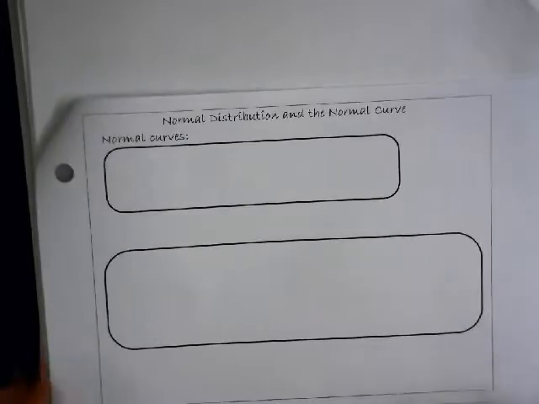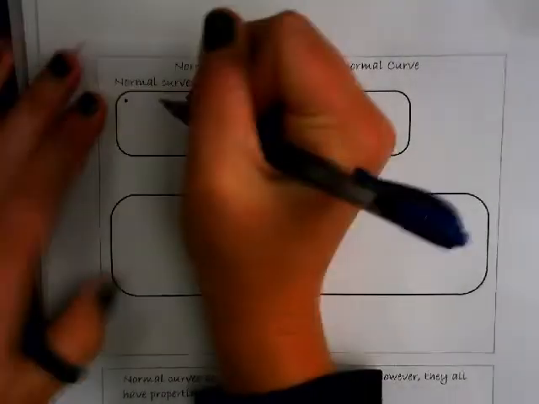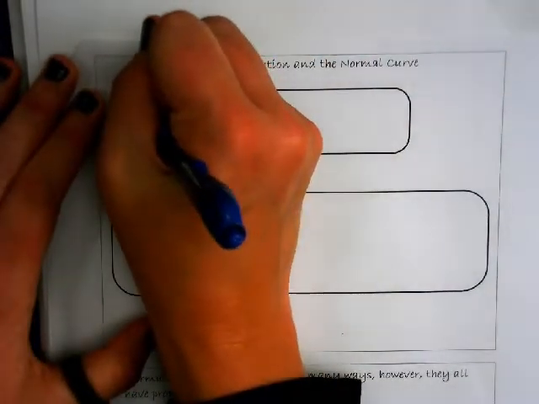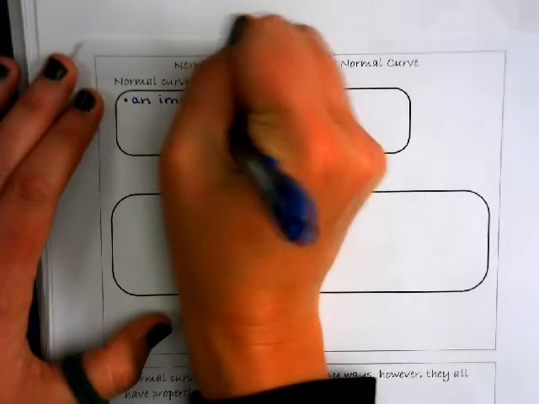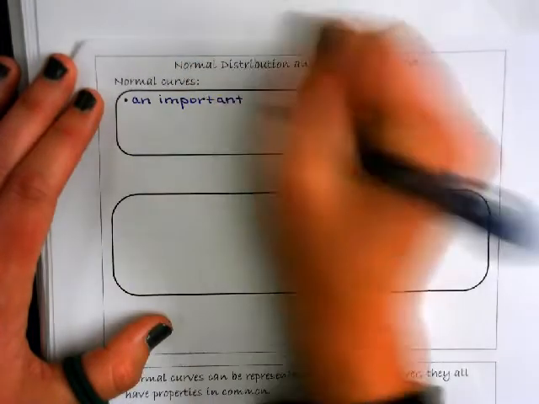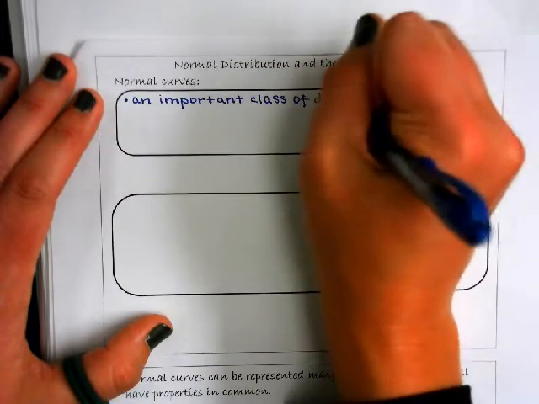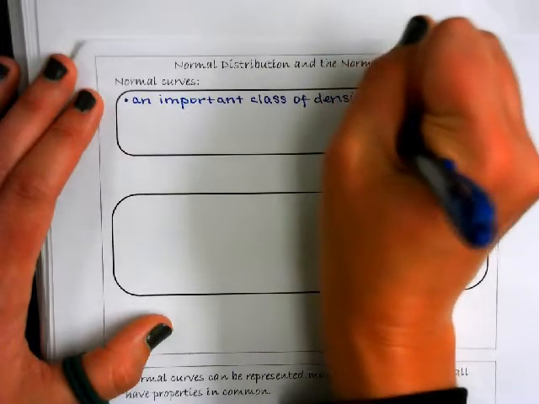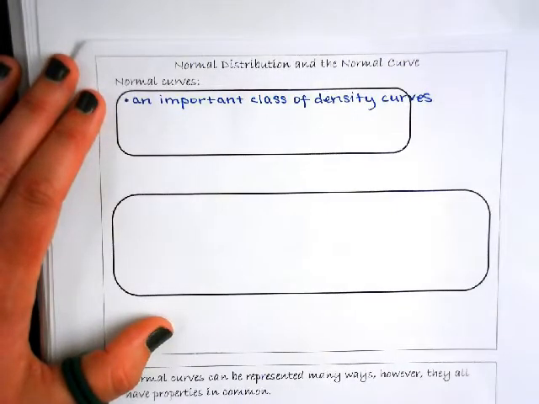All right, normal distribution and the normal curve. So this time we're talking about the characteristics of a normal curve. A normal curve is an important class of density curves. Normal curves describe normal distributions.